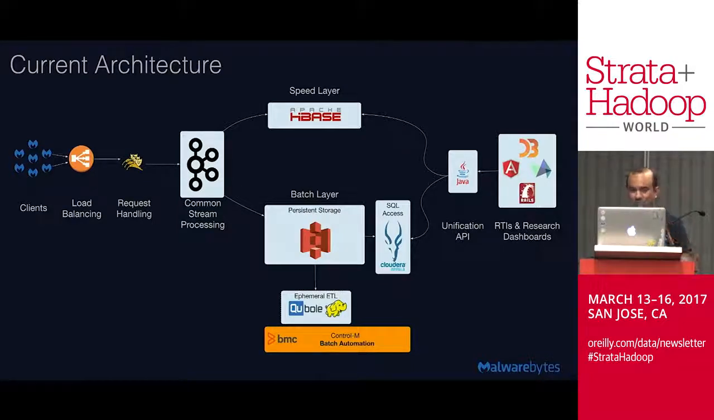We also fork this data set into a batch layer, and in the batch layer is where we do transformations and enrichments, and then we make those data sets available to users on Cloudera Impala, so that it can be accessed for reporting, visualization, as well as other purposes like research and interactive SQL querying.